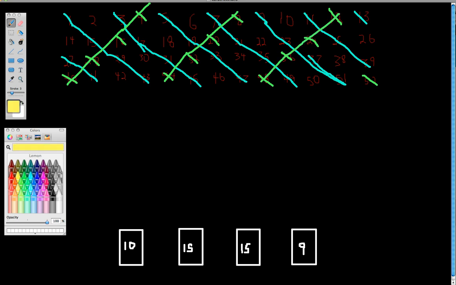So now we go back a third time and eliminate every other, starting with 2, since we're now at the front of the deck again. Cross 10 out, skip 14, cross out 18, skip 22, cross, skip, cross, skip, cross, skip, cross, and now we go back a third time. It's getting a bit repetitive now.